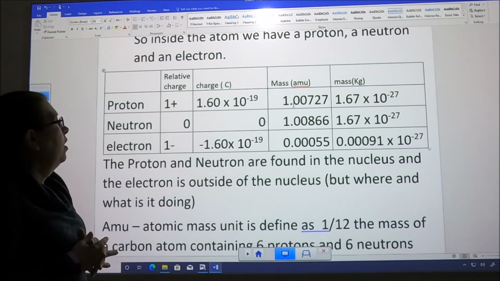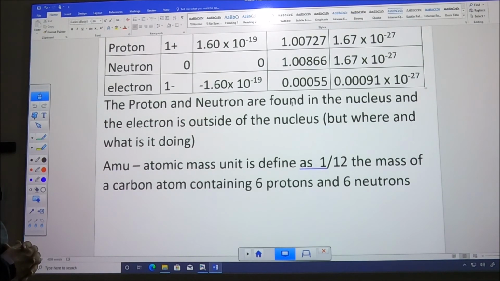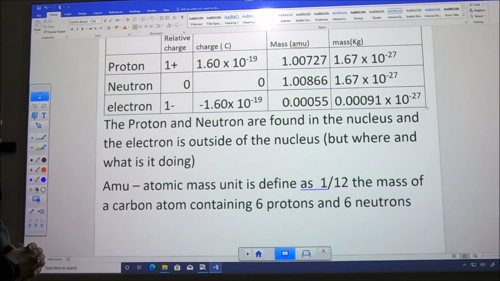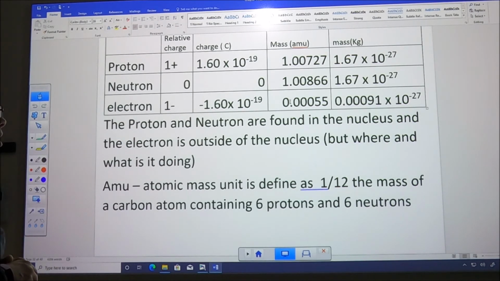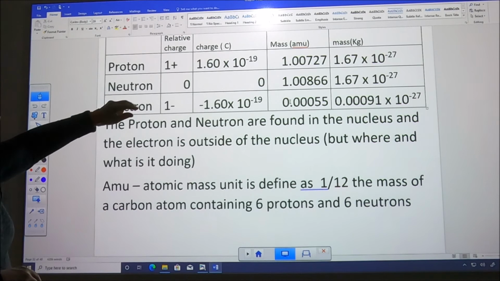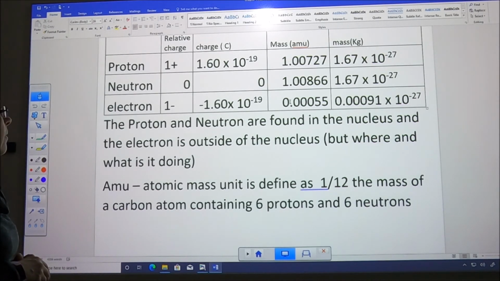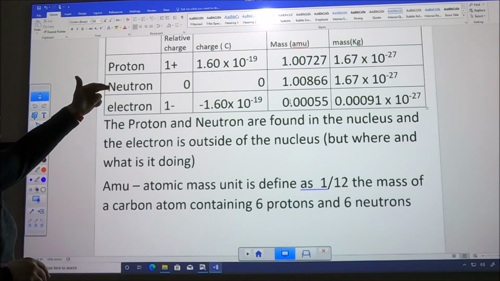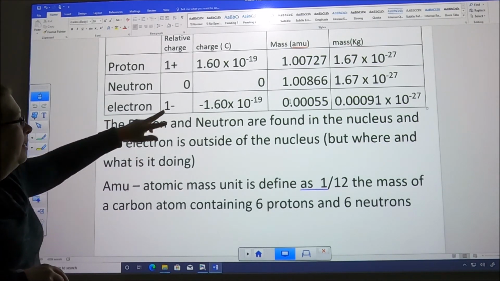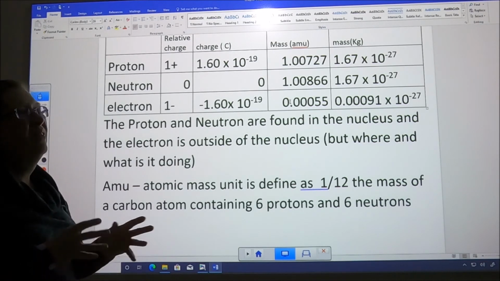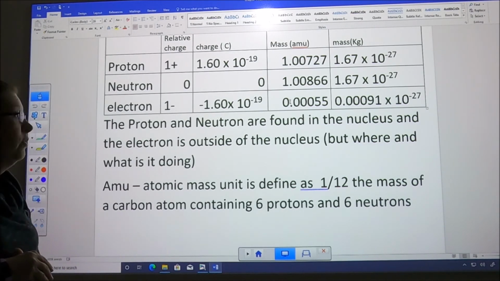The mass of a proton is 1.00727 AMUs. The mass of a neutron is 1.00866 AMUs. And notice an electron is 0.0055. You can see how much smaller an electron is than a proton. And notice that a neutron has a little bit more mass than a proton. Now, we usually just say proton 1, neutron 1, electron, oh my God, tiny. Okay, and there's what their masses are in kilograms. Don't worry about memorizing those numbers, okay?